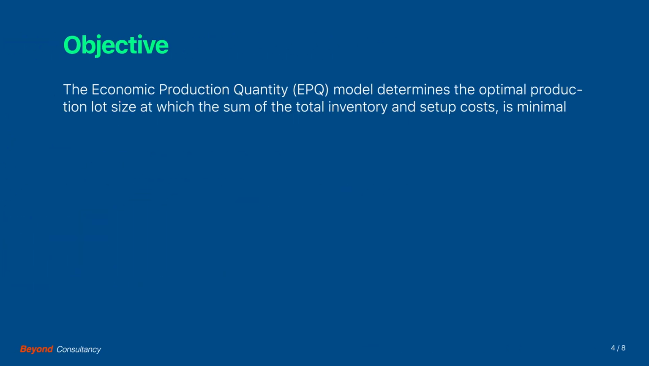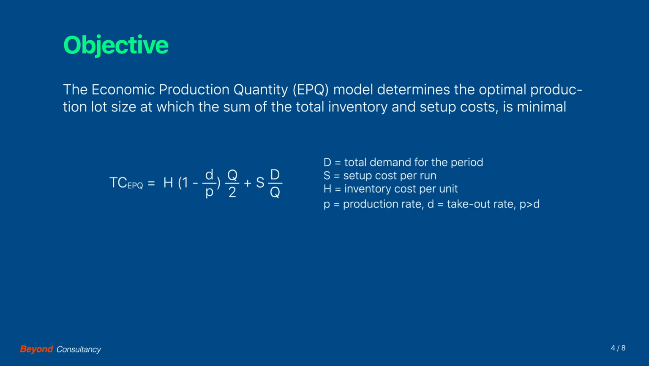The economic production quantity model determines the optimal production lot size at which the sum of the total inventory and setup costs is minimal. This sum can be expressed as follows, where D is the total demand for the period, S is the setup cost, H is the inventory cost per unit, P is the production rate, and d is the rate of takeout. The optimal production lot size is determined through the following formula. On the next pages, we will go through an example.